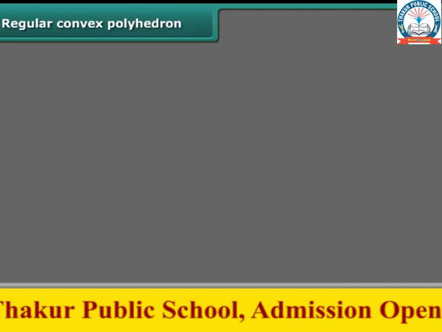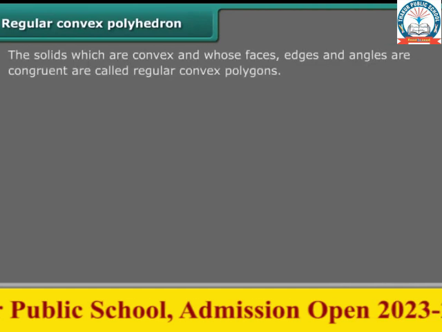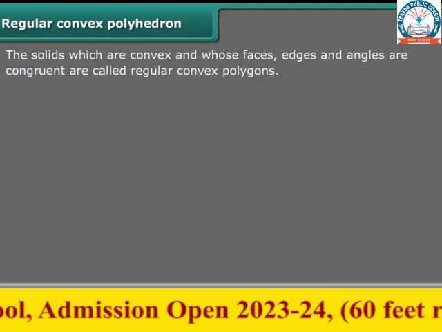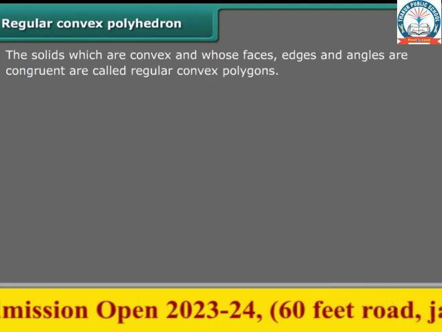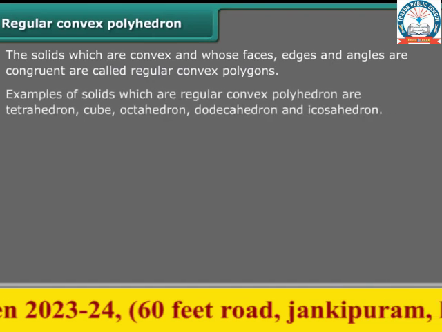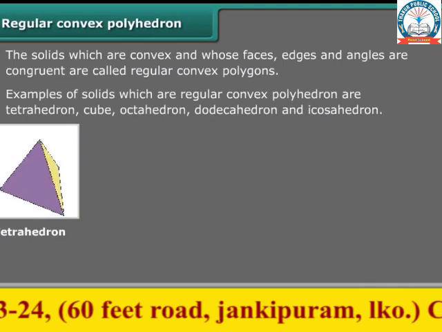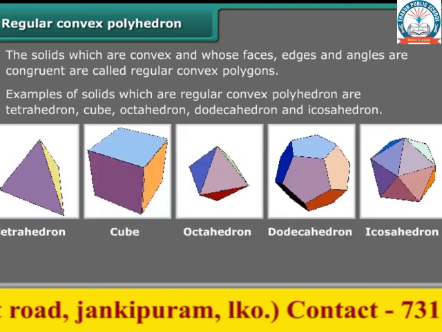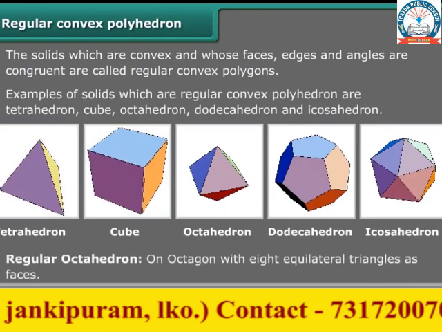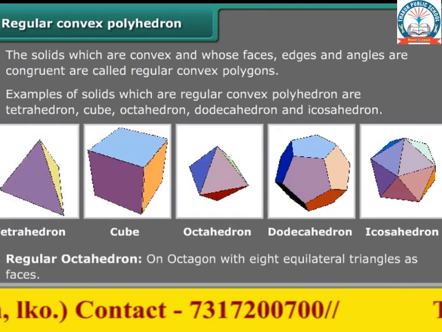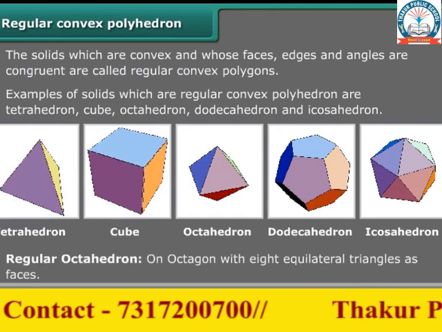Regular convex polyhedron. The solids which are convex and whose faces, edges and angles are congruent are called regular convex polyhedra. Examples of solids which are regular convex polyhedra are tetrahedron, cube, octahedron, dodecahedron and icosahedron. Regular octahedron. A solid with 8 equilateral triangles as faces.